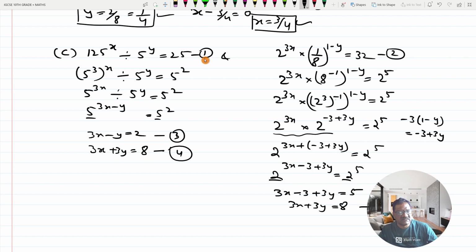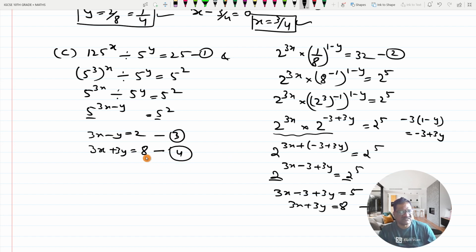So equation number 1 and equation number 2 are now converted into equation number 3 and equation number 4, which are the counterparts of 1 and 2. When I say counterpart, it means they are the same as equation 1 and 2. Only thing is equation 1 and 2 were both in exponential form. Equation 3 and 4 are not in the exponential form. And it is easy to solve the equations when they are not in the exponential form, particularly simultaneous equations. Okay. So that is what I have done.